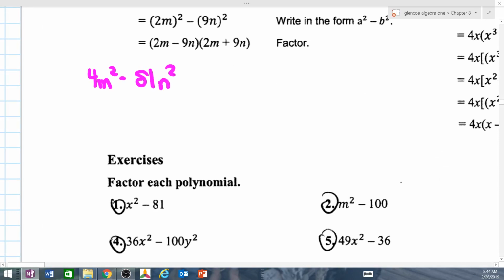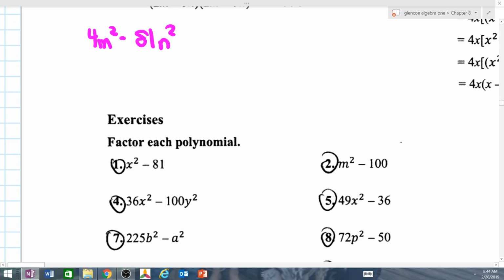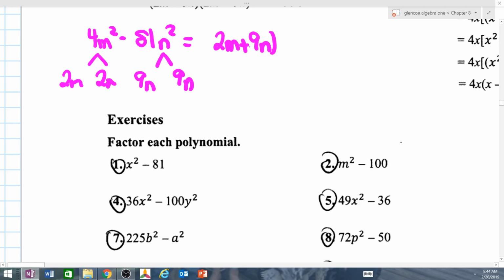First thing you have to ask yourself is, is there a perfect square? Do 4 and 81 have anything in common? Do they have a factor in common? Is 4m squared a perfect square? What would it break down to? And how about 81n squared? It breaks down to 2m and 9n. So that would factor as 2m plus 9n times 2m minus 9n.